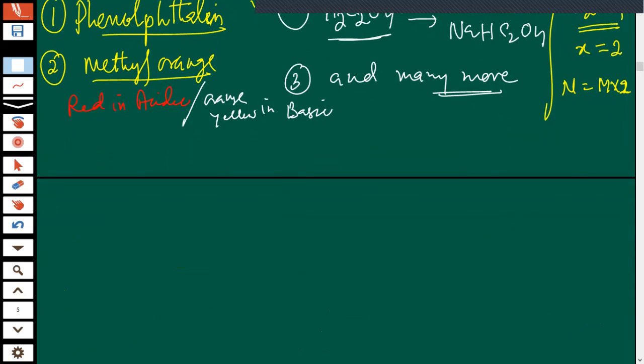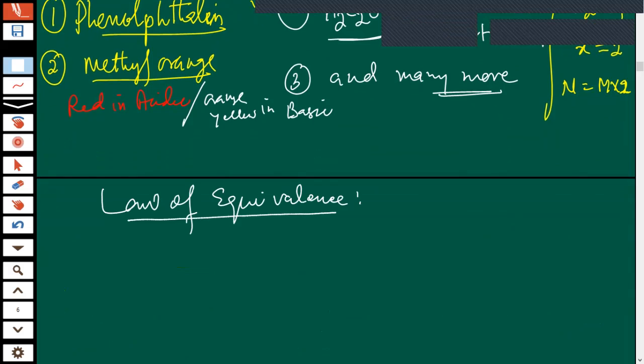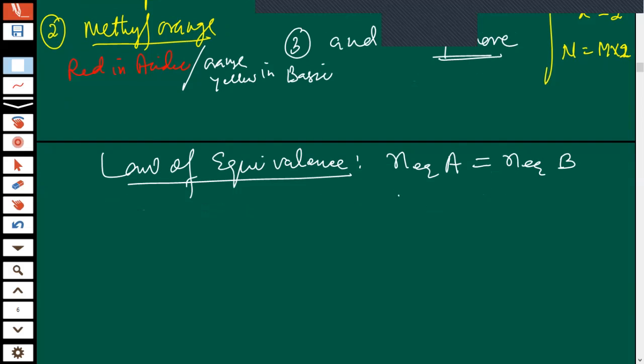And every time we will use the law of equivalent balance. Okay? And what is that? N1 V1 equals N2 V2. Number of equivalents of A is equal to number of equivalents of B in a reaction. Right?